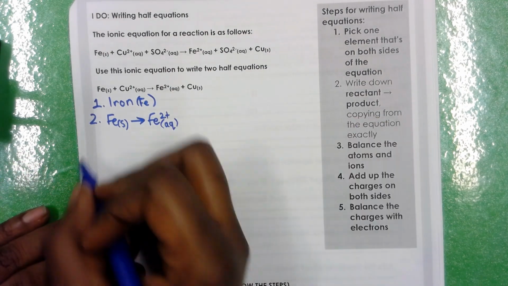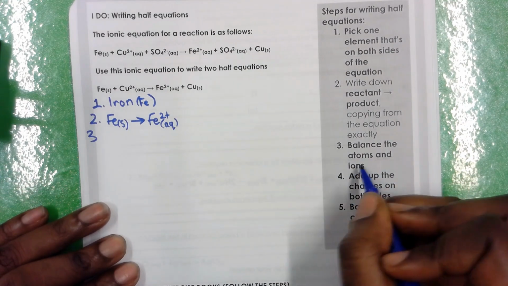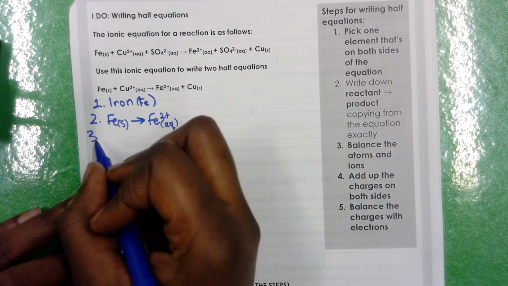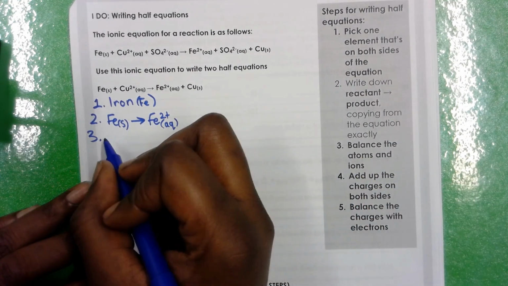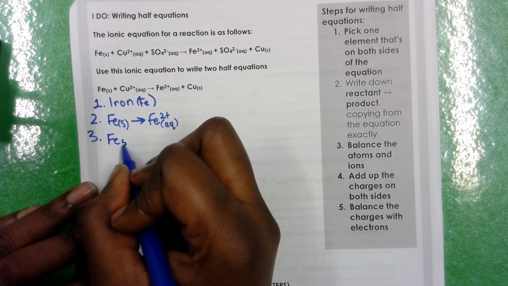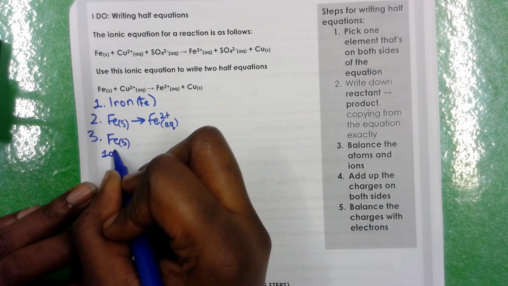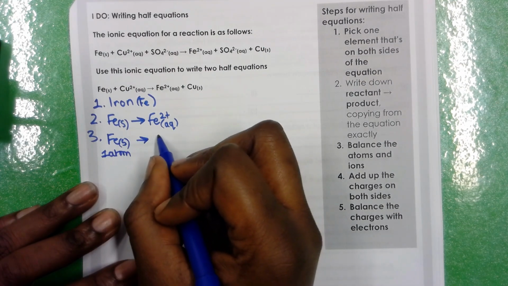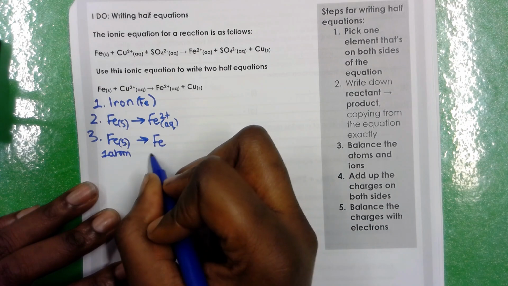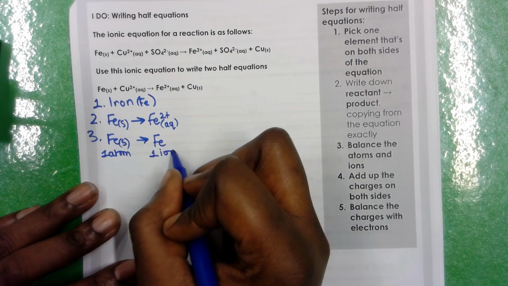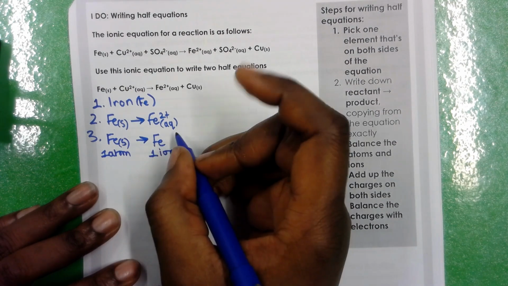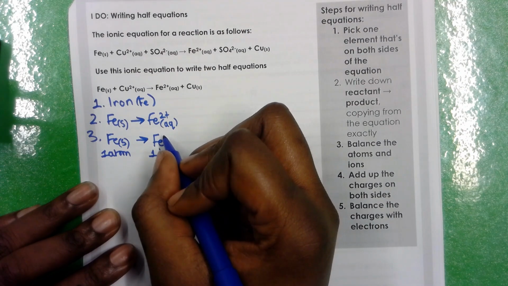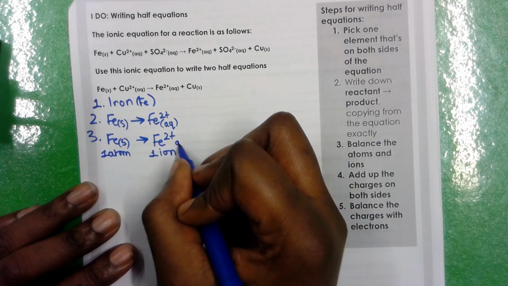Right. We then need to balance the atoms and the ions. Okay, so we should have Fe. So we've got one atom here, and we've got one ion here, with our +2 charge, and that's aqueous.